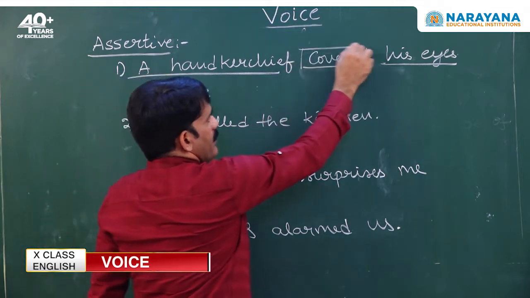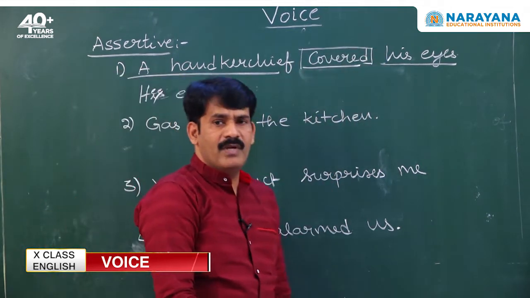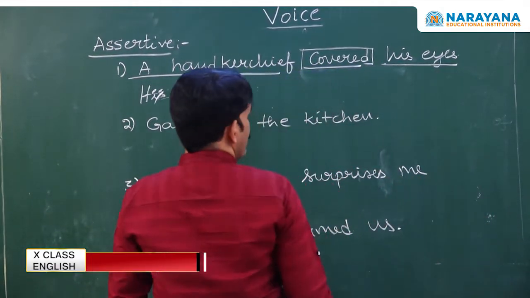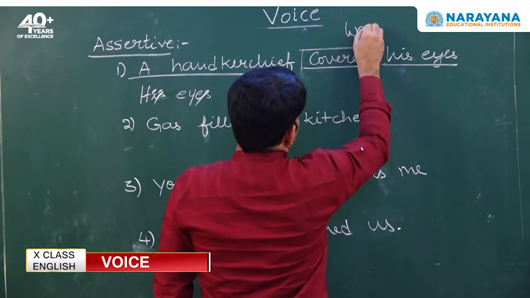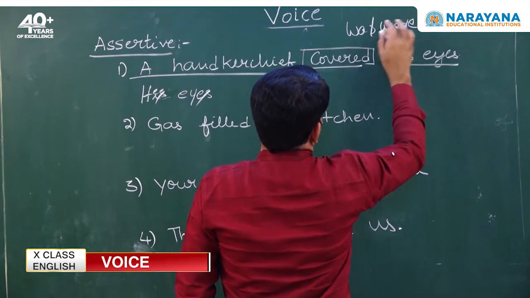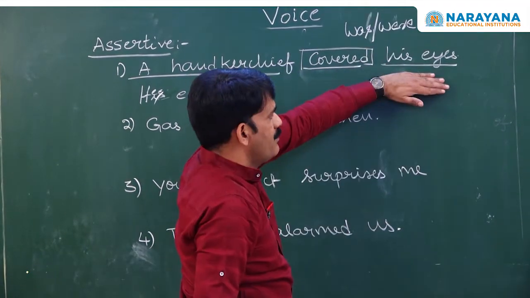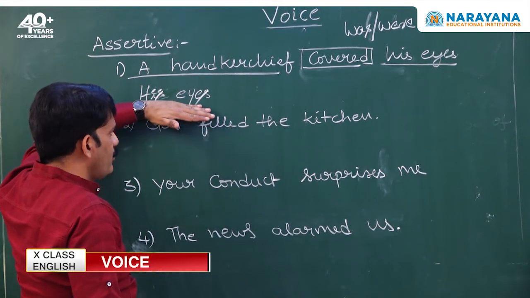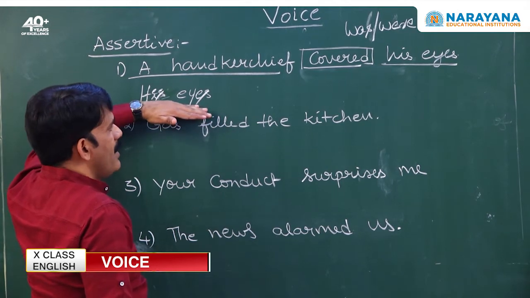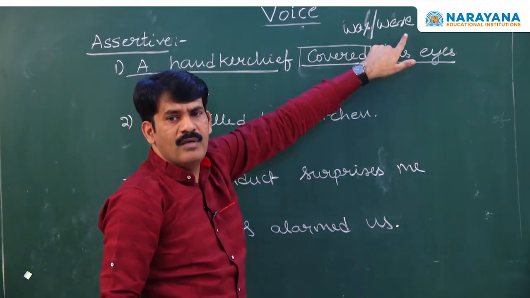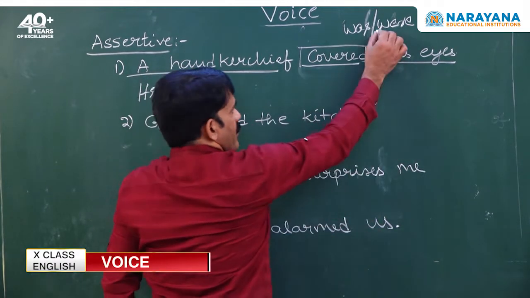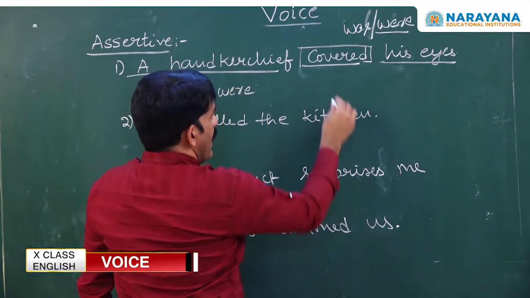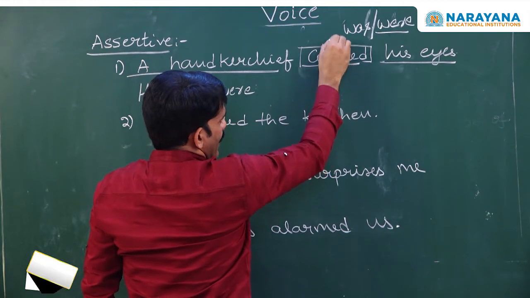Covered. Is covered V1 or V2? It's a simple past tense. What are the simple past tense B forms? The simple past tense B forms are was or were. Be careful and remember, was or were. When the object of active voice is used as the subject of passive voice, it is in plural form. As it is plural, you have to take only the plural B form. What is the plural B form here? Were. His eyes were, and then we need to write the V3 form of active voice.